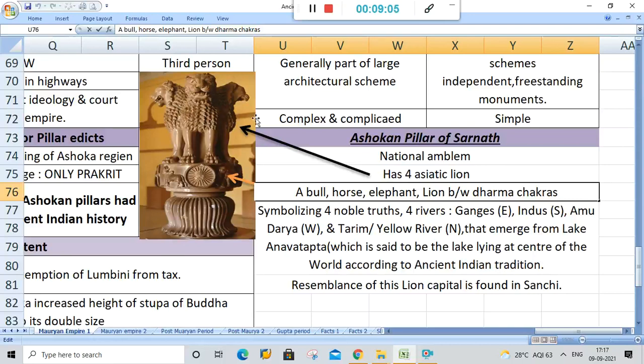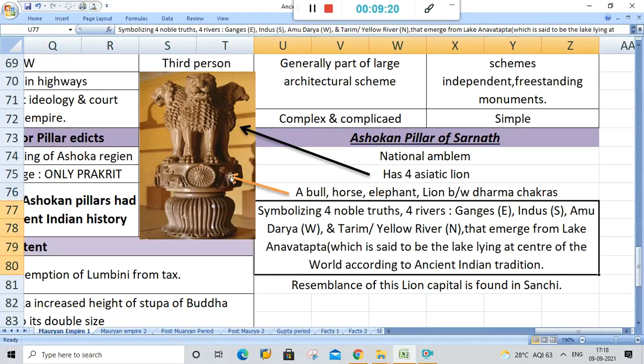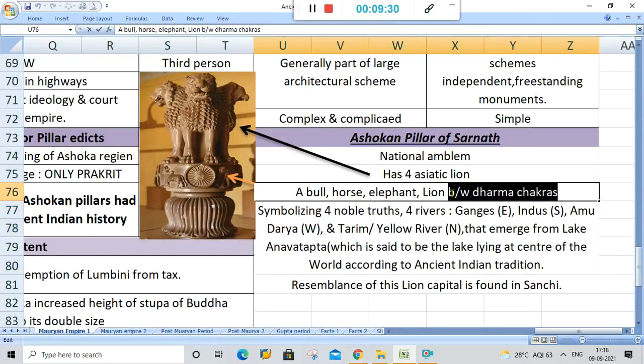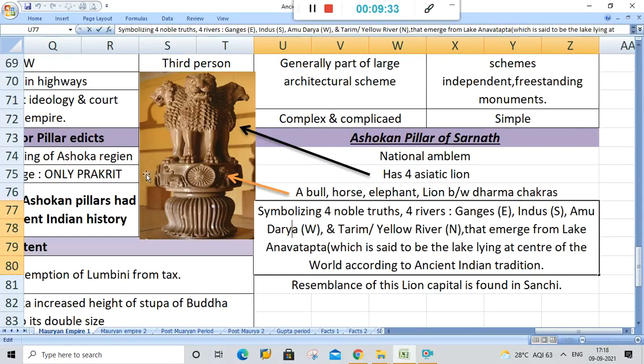Knowing about the Ashokan pillar, it has 4 Asiatic lions, and as you can see here, the lions are big structures under which there is this part where a bull, a horse, an elephant and a lion are there, and in between these animals, that is the bull, horse and elephant, in a circular format, there are these 4 animals. In between these animals there are dharma chakras.